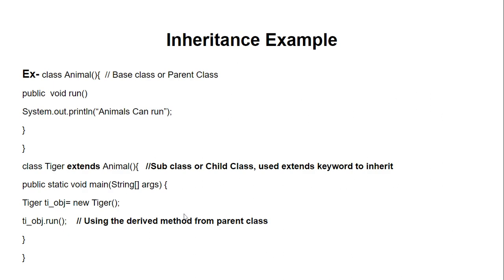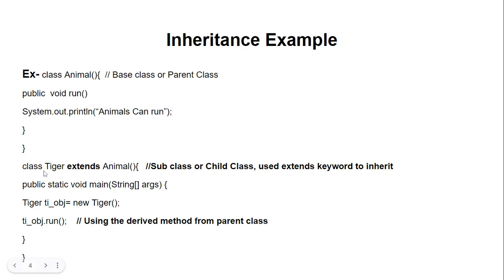So what exactly is inheritance? Let's understand this in a practical way. See, class Animal is our base class or parent class. Here we are using class Animal with public void run. So run is our method that is inside class Animal. Here we are able to see class Tiger extends Animal. So this is how we use inheritance in our Java programming.